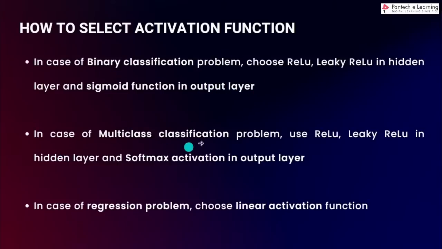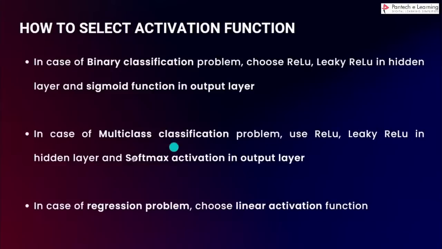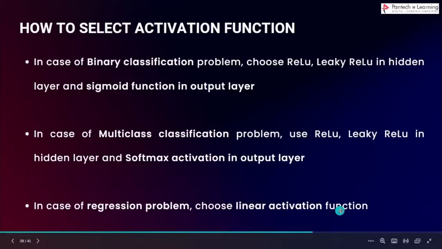When you go for a multi-class classification problem, we use ReLU and Leaky ReLU in the hidden layers and finally a softmax layer in the output. Why softmax? Because for multi-class, we need to find who is most probable. So softmax is used in multi-class classification problems, and in case of regression, we use the linear activation function.